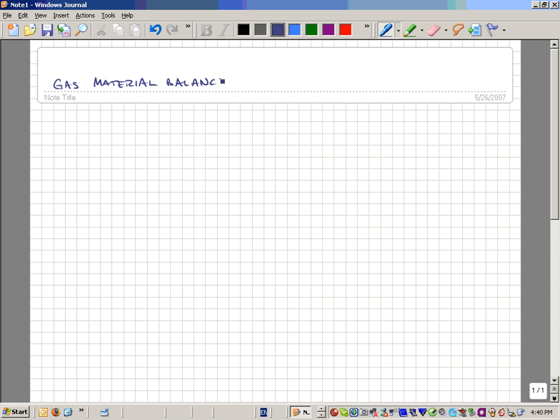And the starting point for the gas material balance, and in particular the straight line gas material balance, is basically the gas PVT equation, sometimes referred to as the real gas law. And this states that the pressure times the volume is equal to the number of moles times the universal gas constant times temperature in absolute units times the so-called deviation factor, or the Z factor.